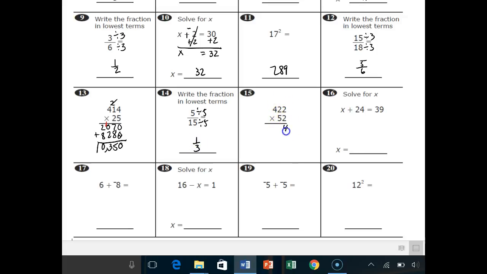Here again, straight multiplication. So 2 times 2 is 4. 2 times 2 is 4. 2 times 4 is 8. Lay an egg. 5 times 2 is 10. So carry a 1.